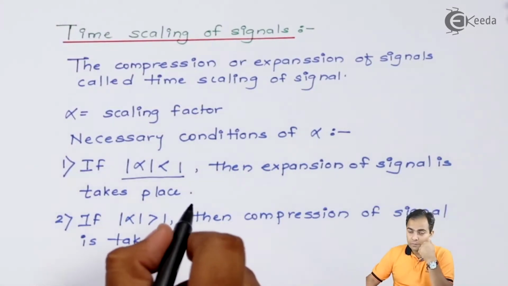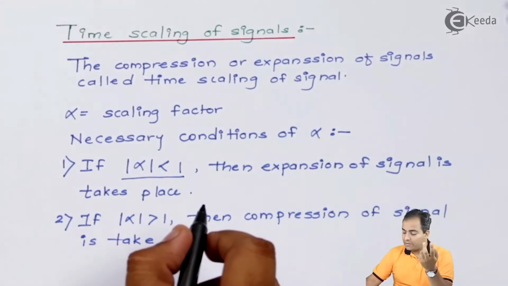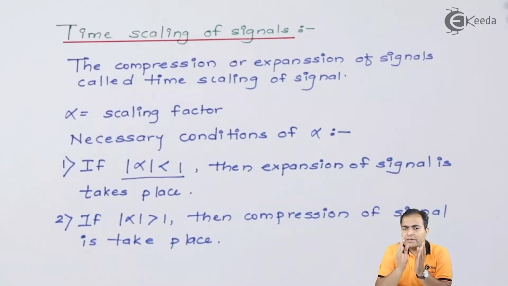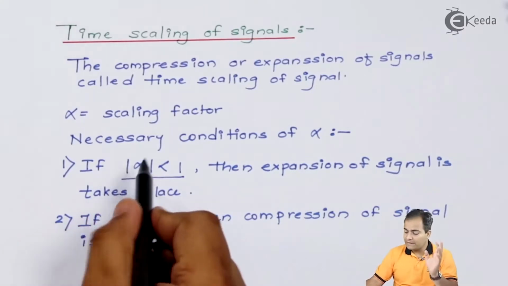First one is, if mod of alpha is less than 1, then you can say compression of signal will take place, and if mod of alpha is greater than 1, then expansion of signal takes place. Why have we written mod? It is just because alpha may have negative values also or positive values also. So here it is mentioned mod of alpha is less than 1.